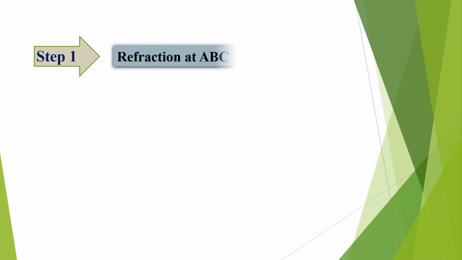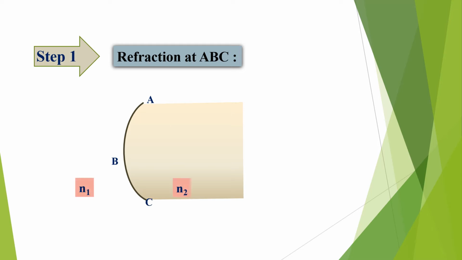Step 1, refraction at ABC, the first interface, where n1 is the rarer medium refractive index and n2 is the denser medium refractive index. n1 is also called the object medium refractive index, or the refractive index of object space. n2 is called the refractive index of image space. This is the object kept in the rarer medium, and this is the principal axis. To form the image, we consider two rays; the image is formed in the n2 medium.